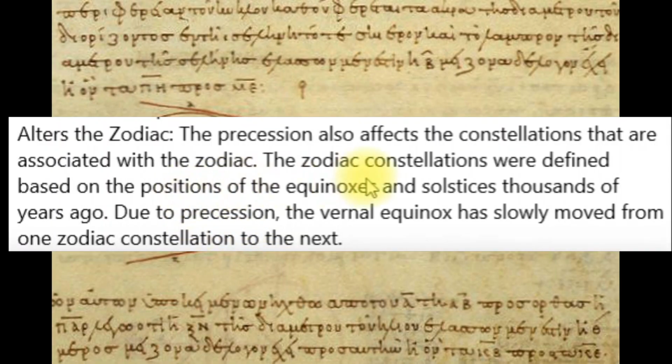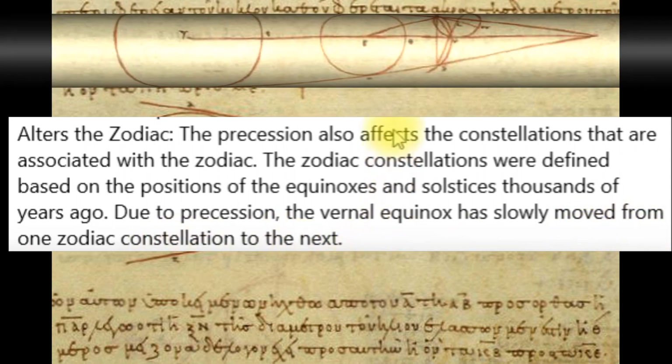The precession also affects the constellations that are associated with the zodiac. The zodiac constellations were defined based on the positions of the equinoxes and solstices thousands of years ago. Due to precession, the vernal equinox has slowly moved from one zodiac constellation to the next.